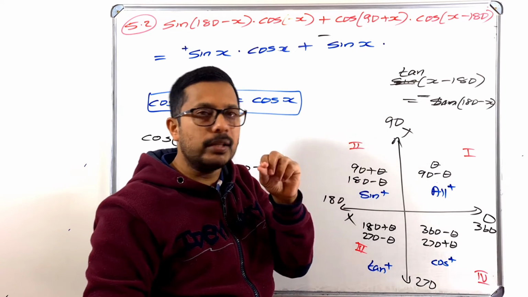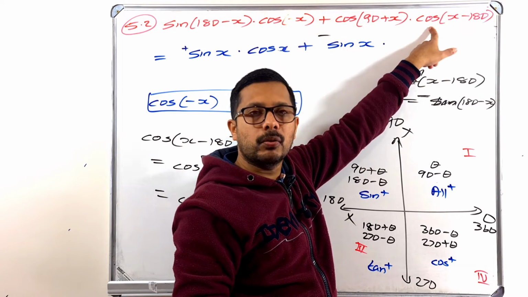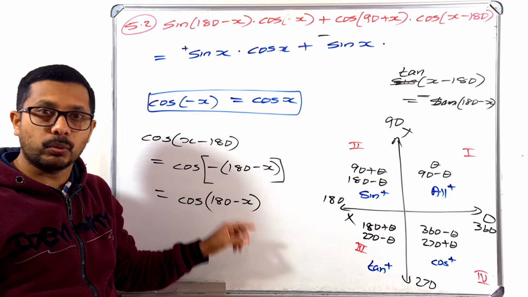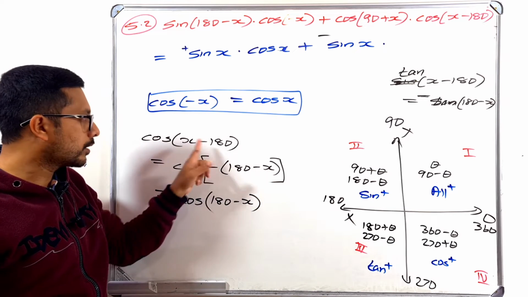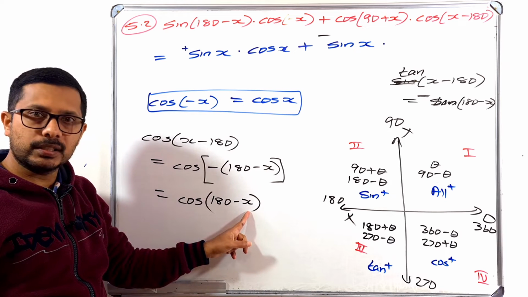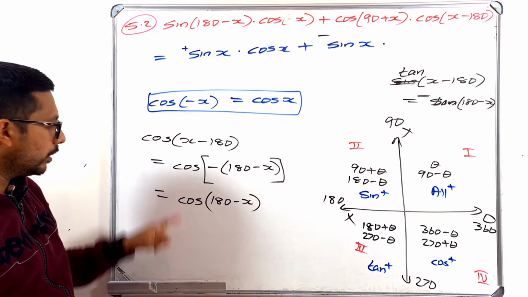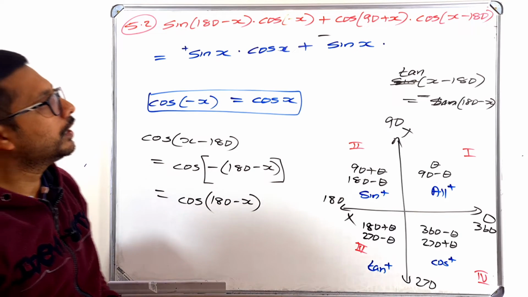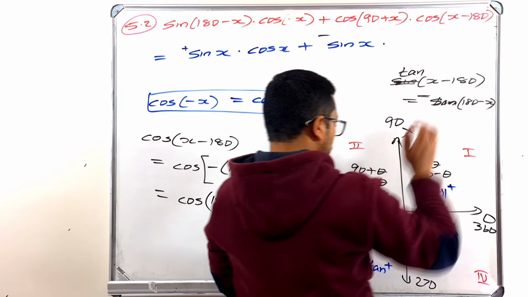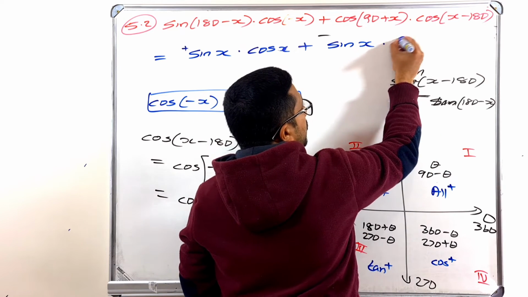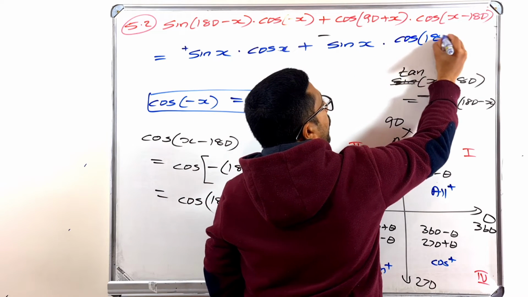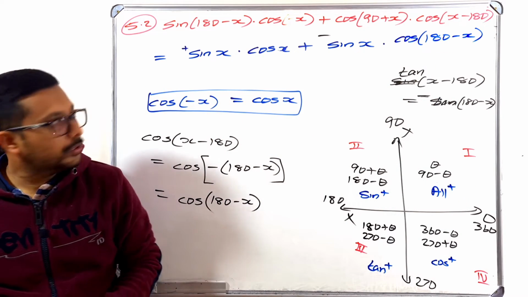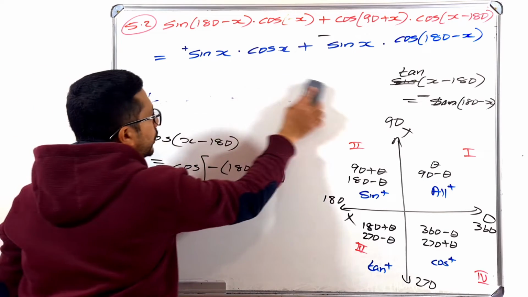But only in the case of cos, x minus 180 and 180 minus x are the same. If it is sine or tan, then you have to put a minus there. You understand? Okay. So here our question is cos of x minus 180, so you have to understand that that is the same as cos of 180 minus x. Now, let's go to the next step.